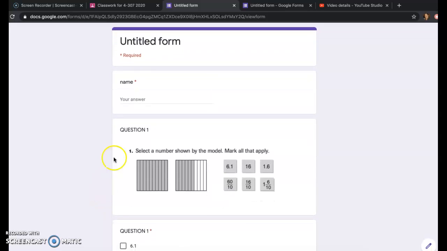At the top, do not forget your name. It won't let you submit if you do not write your name. And that is all.